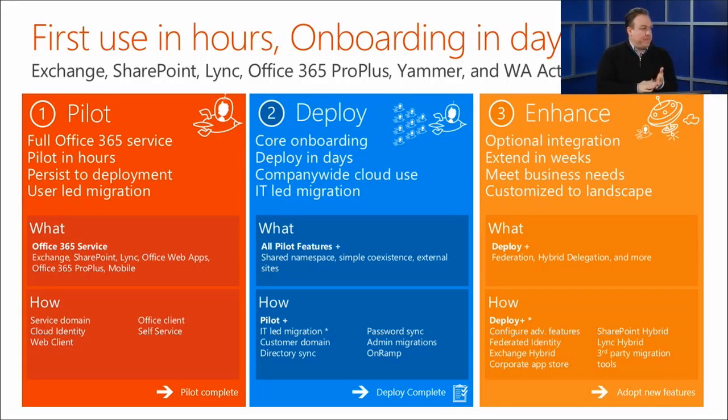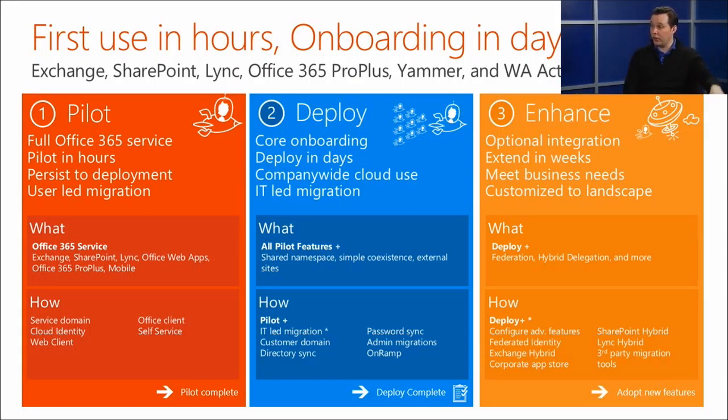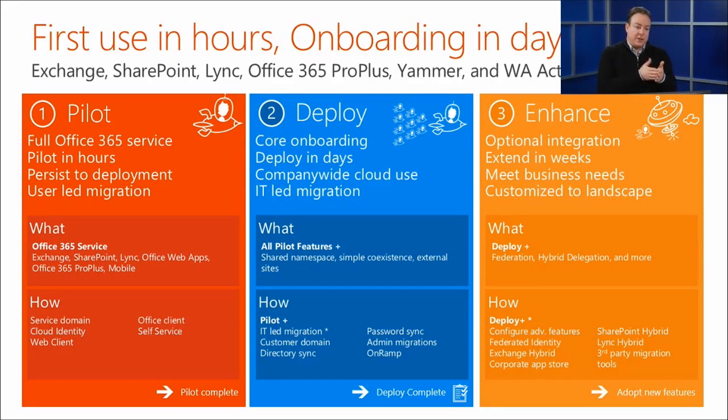So pilot, you're saying there's no change to production to your on-premises environment at all, and then as we get to deployment, we may start to make some changes as we do those sorts of things as well. And we call that core onboarding, and we talked about onboarding earlier. Core onboarding means you can start these deployments in days, company-wide cloud use, depending on what workloads you want to use, if it's Office Pro Plus, Lync, or Exchange or SharePoint.